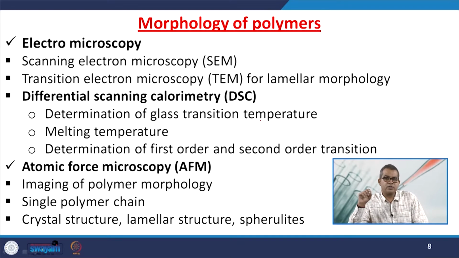AFM, atomic force microscopy, is again a very vital tool for deciding the fate of a polymer. That is, imaging the polymer morphology, a single polymer chain; you can visualize the crystal structure, lamellar structure, spherulites, etc.